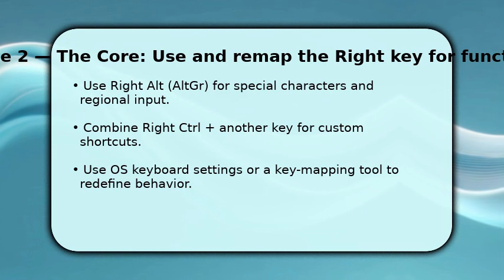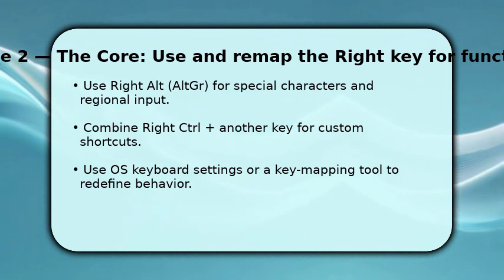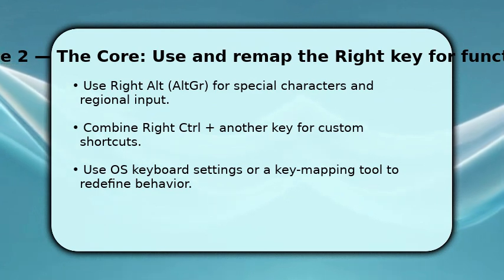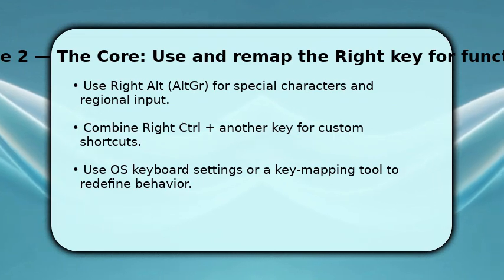Then, open the OS keyboard settings to add layouts or use a mapping utility to reassign physical right key output. Map at the scan code level for consistency. Once a mapping is set, test every combination to ensure no unintended overrides occur.